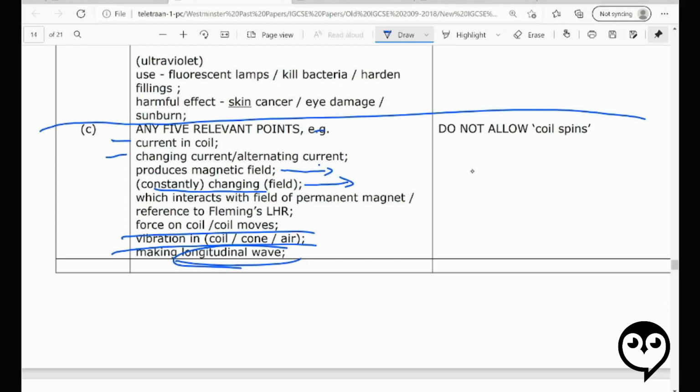Okay, and you don't even really need to understand the mechanics, the physics of how this is working. But let's move on. Okay, this changing magnetic field is going to interact with that permanent magnetic field. And again, boom, done. You don't even have to talk about the sound waves. That's it. Okay, if you wanted to talk about reference to Fleming's left-hand rule, you could. You could say, hey, you want to draw on the diagram.